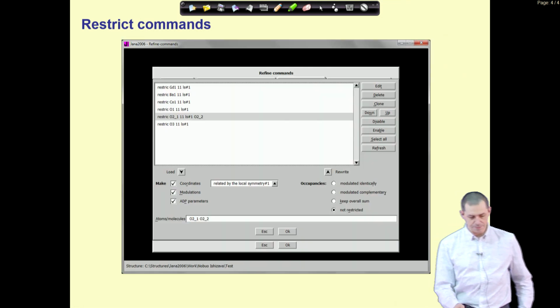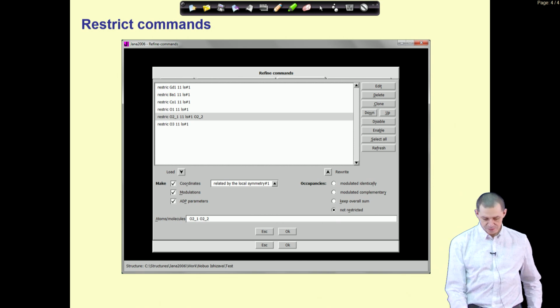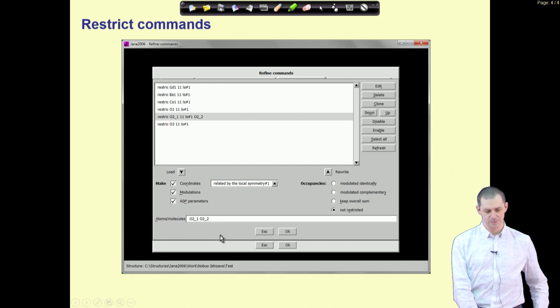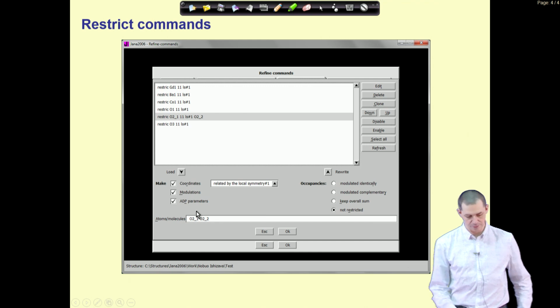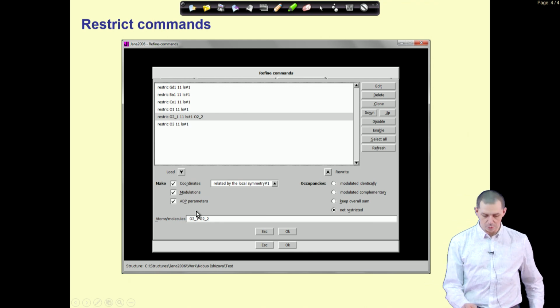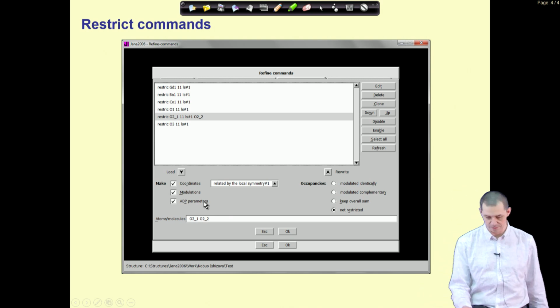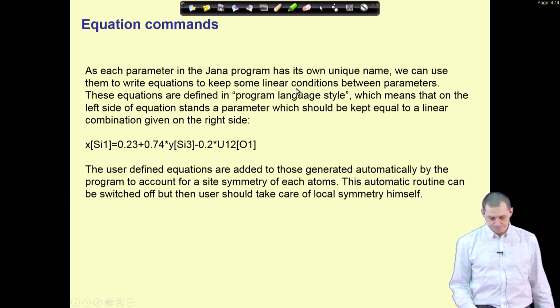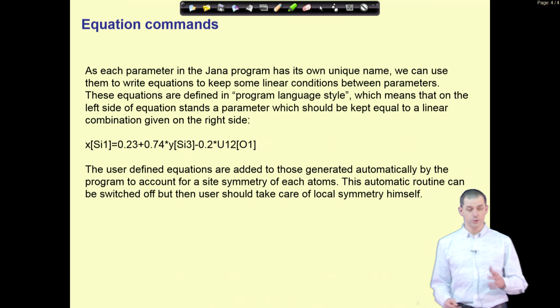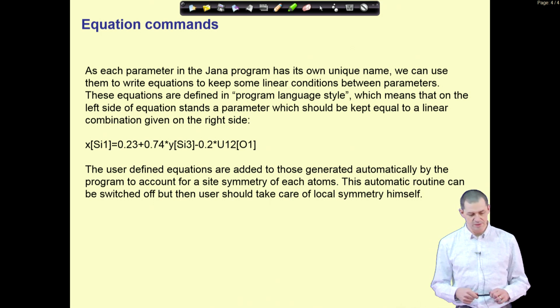So this is an example of the setting of restrictions. And this is saying that oxygen 2_1 is related by local symmetry 1 with oxygen 2_2. So that's an example of local symmetry, and it binds the coordinates, the modulation, if there is a modulation, and also the displacement parameters with this local symmetry. There is even a more general option, and this is setting equations.